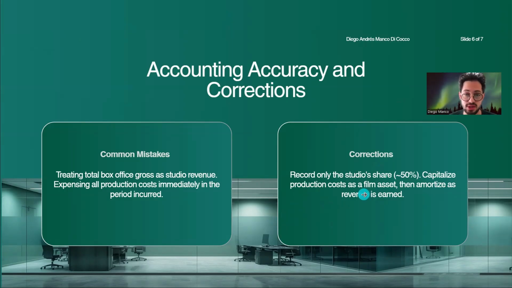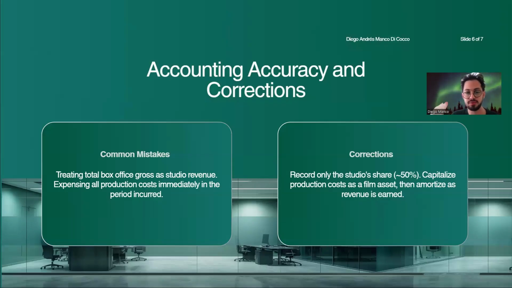In terms of accounting accuracy, as you can see on the screen, one common mistake is saying that Disney earned the entire $2.8 billion as revenue. That is not accurate because the box office gross is not the same as the studio revenue. Theaters and international distributors kept part of the ticket sales. A better accounting correction is to record only Disney's estimated share.